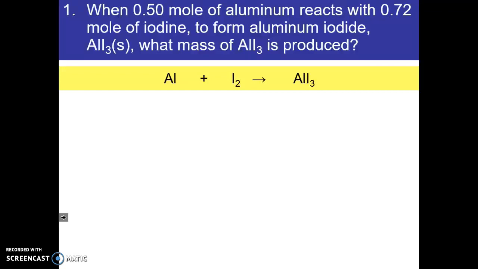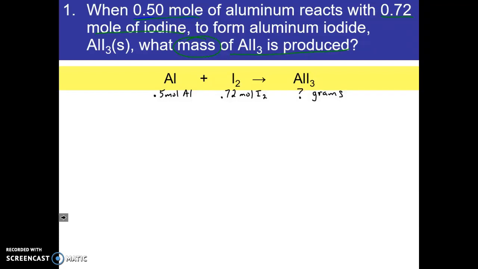Okay, so here's our problem. We have 0.5 moles of aluminum, and we are reacting it with 0.7 moles of iodine to form aluminum iodide. What mass of AlI3 is produced? So underneath the problem, I'm going to go ahead and write what I have, 0.5 moles of Al, and I have 0.72 moles of I2 here. Okay, and I am looking for, not moles, I am looking for grams. Okay, grams of AlI3.